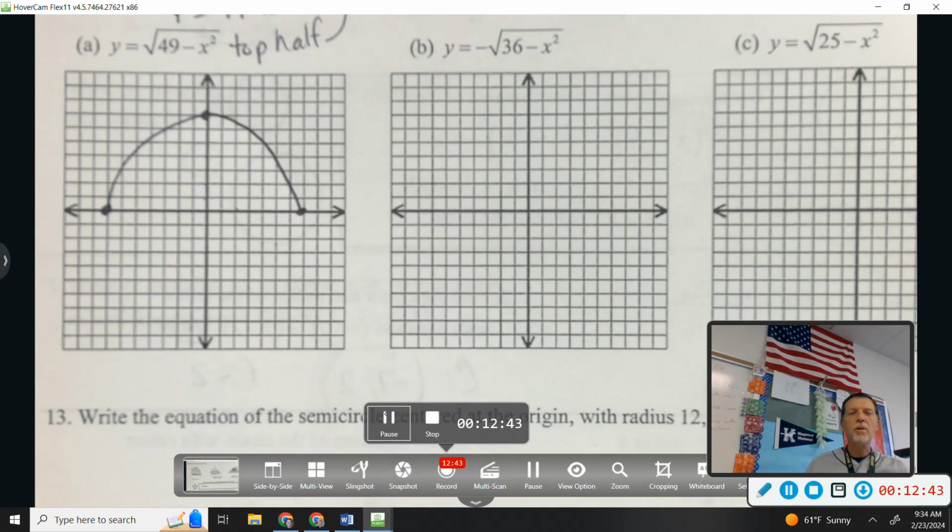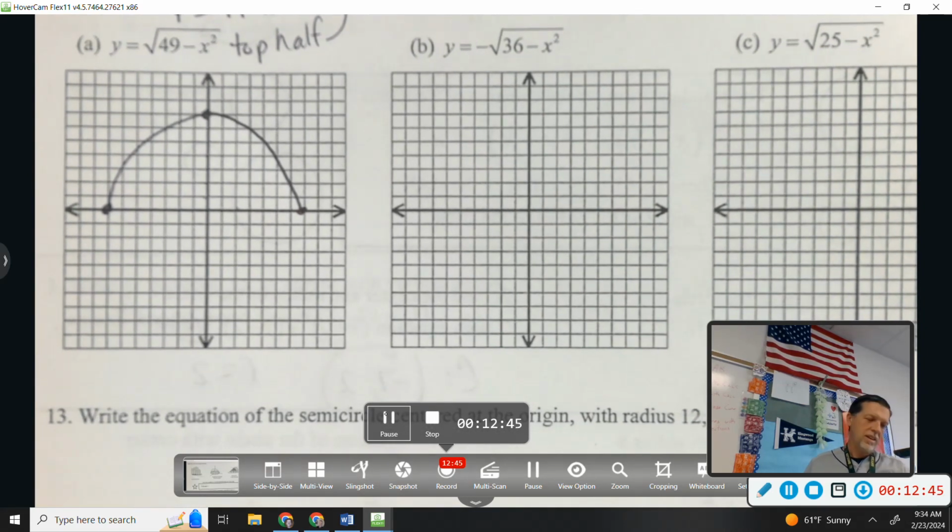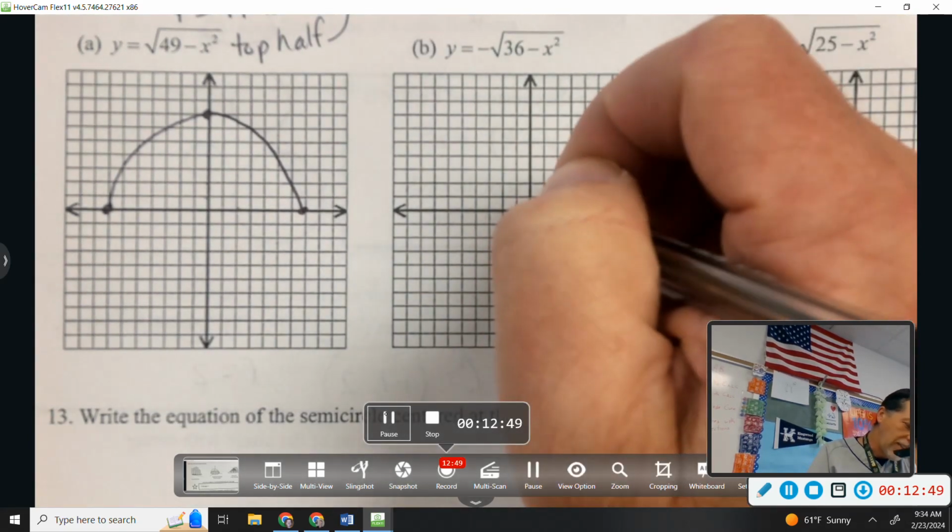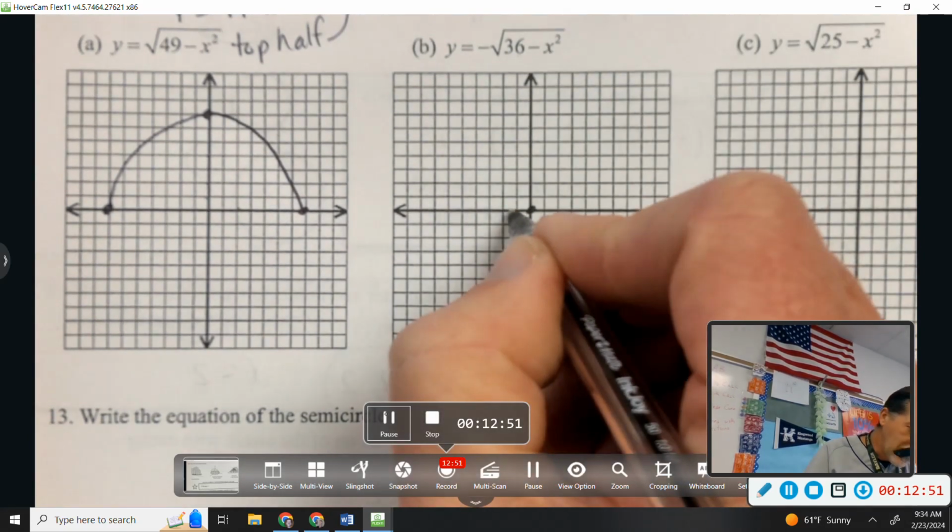So what's part B? The bottom half of a circle at the origin, radius 6.